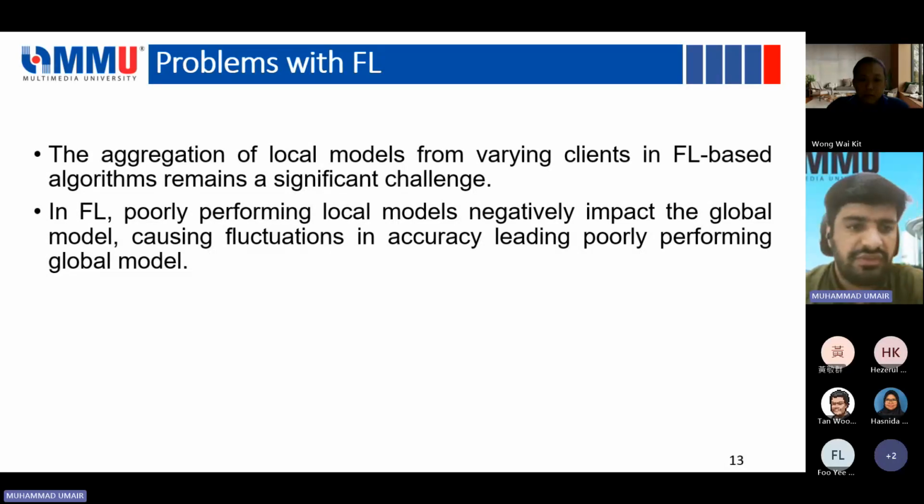Now about the problems with federated learning: the aggregation of local models from varying clients in federated learning based algorithms still remains a significant challenge. And in federated learning, poorly performing local models from clients negatively impact the performance of the global model. It causes fluctuation in accuracy, leading towards an overall poorly performing global model.